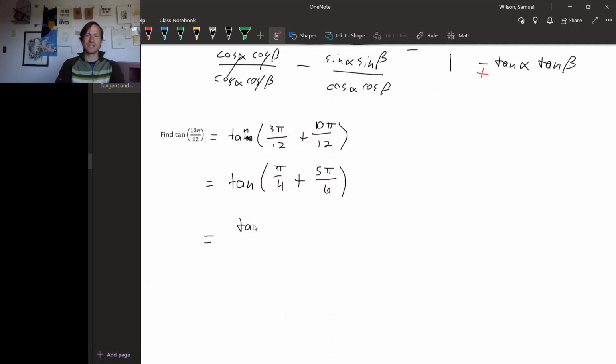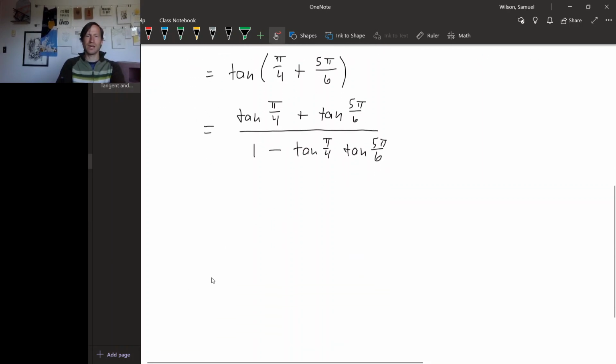It was tangent of the first one, so tangent pi over 4, plus tangent of the second one, so tangent 5 pi over 6, all over 1 minus the product, so tangent of pi over 4 times tangent of 5 pi over 6. Okay, now we can evaluate these tangents. Tangent pi over 4, right? Remember your unit circle.